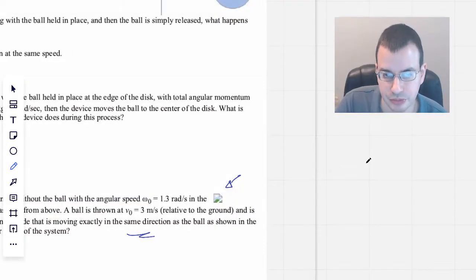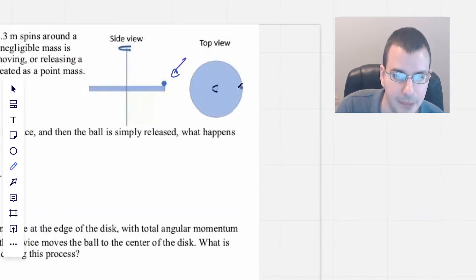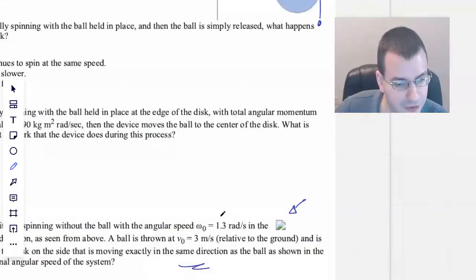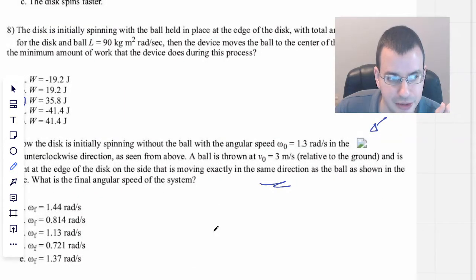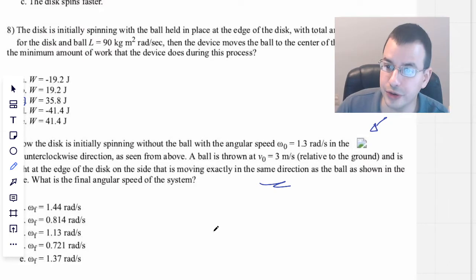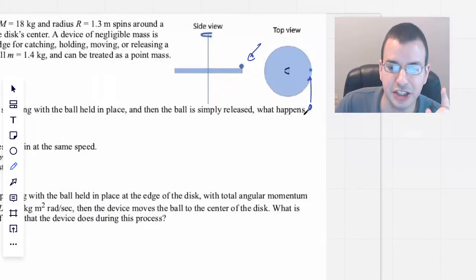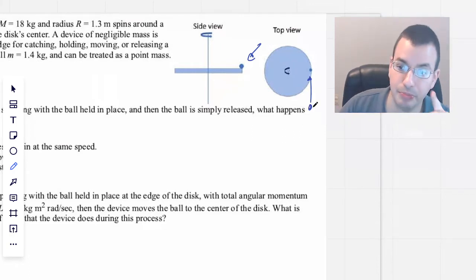Okay, so we're going to draw a picture. We'll pretend that the disk is spinning this direction and this ball is thrown this way, so that it is caught at the edge right there. You can see that they're both moving in the same direction. First thing you want to figure out is which one's going faster. Is the disk spinning faster? Does the ball push the disk, or does the disk catch the ball and spin the ball faster?